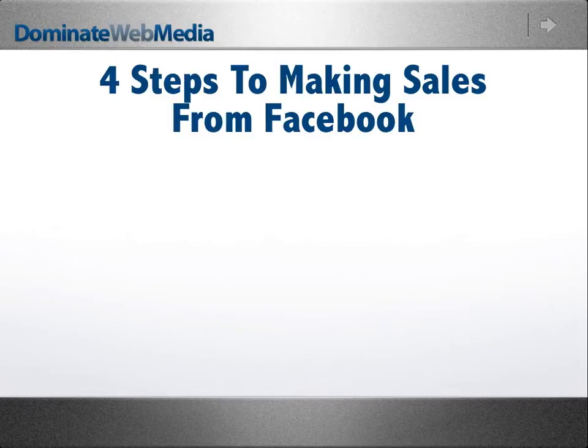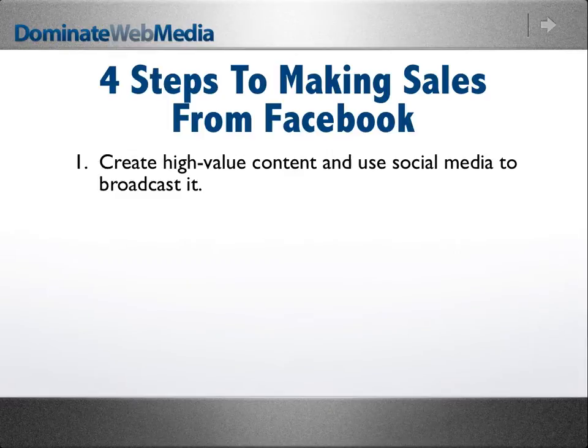There's basically 4 steps to making sales from Facebook, and this is just taking it down to the ground level here. Step 1: you need to create high-value content and use social media to broadcast it. So whether you're using Twitter, Facebook, Pinterest, YouTube, or all these new social media channels popping up, these little video apps and stuff like that, you're going to use high-value content. So you want to always be thinking about what content can I create that people will enjoy? What content can I promote? Maybe it's even one of my competitors. It doesn't matter. What goes around comes around. So think about content that you can promote on Facebook.